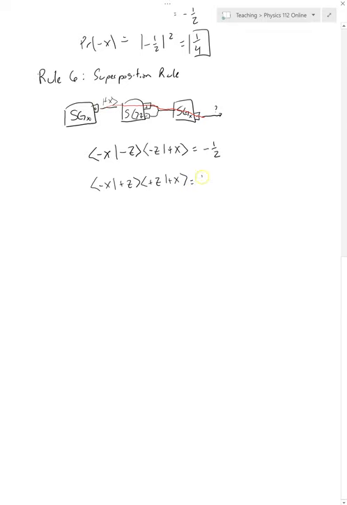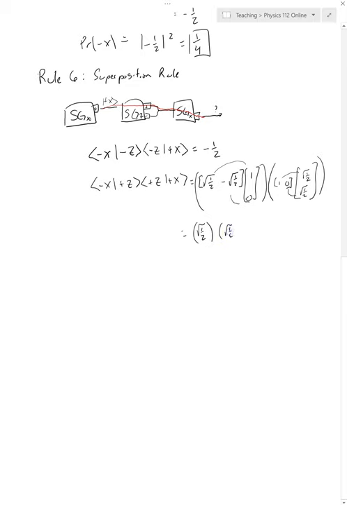This one we actually need to calculate because we haven't calculated it yet. Minus x is square root of 1/2, minus square root of 1/2. Plus z is 1, 0. And again, we're multiplying that by 1, 0 turned outside because it has its arrow pointing to the left. And plus x is square root of 1/2, square root of 1/2. Again, we multiply this way. Square root of 1/2 times 1 is square root of 1/2. Minus square root of 1/2 times 0 is just 0, so I'm not even going to include that, since adding 0 doesn't do anything. Same thing here: 1 times square root of 1/2 gives us square root of 1/2. 0 times square root of 1/2 gives us nothing, so we just get square root of 1/2. We multiply those together and we get 1/2.